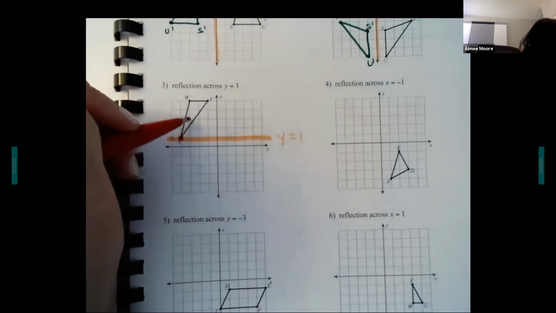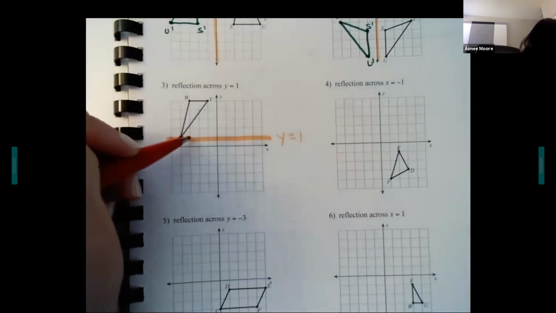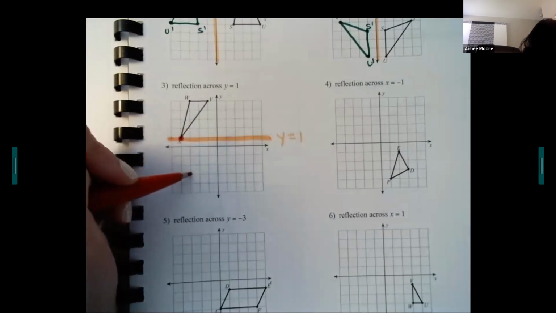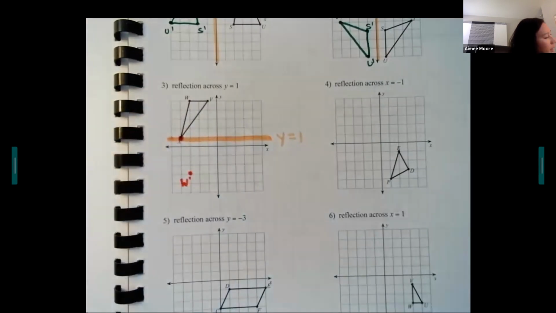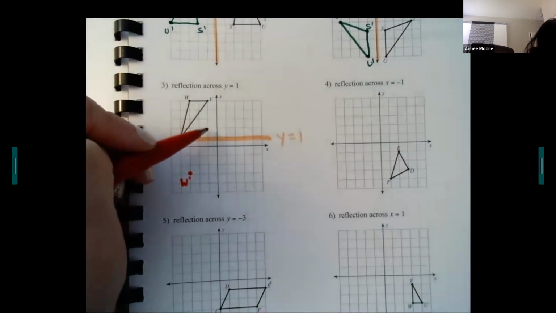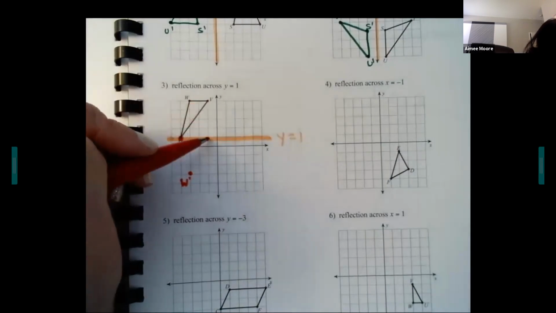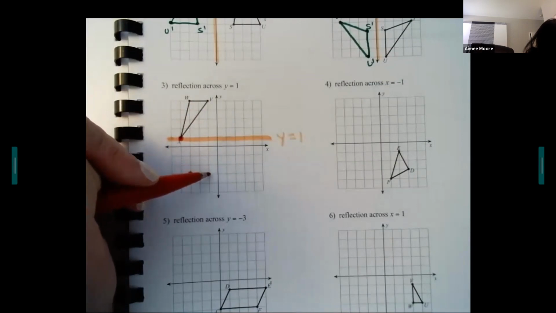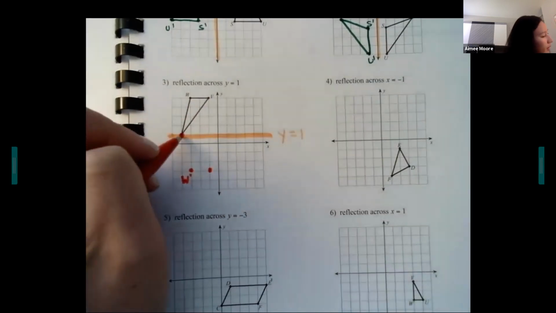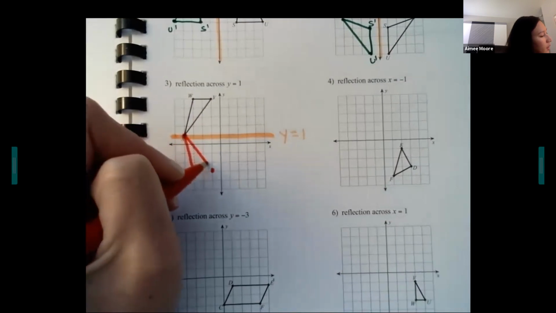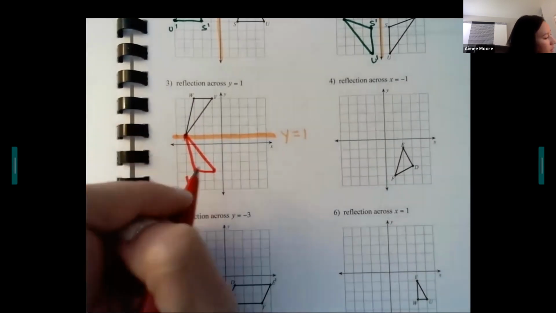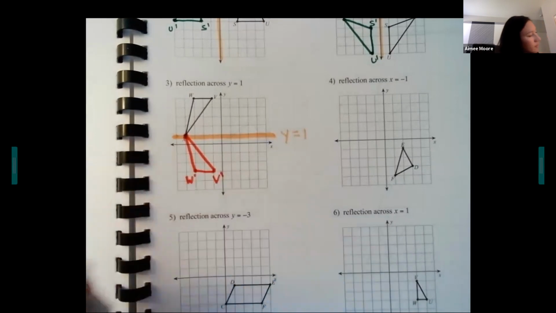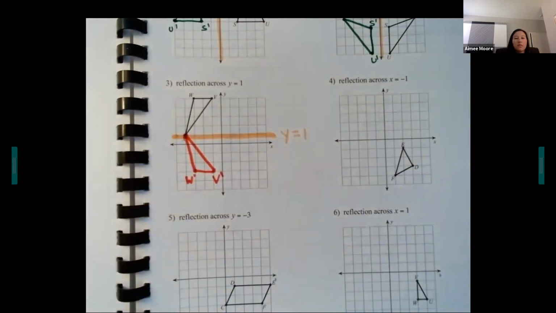W is 1, 2, 3, 4. So we'll go 1, 2, 3, 4, and there's W prime. And then V is 1, 2, 3, 4 from here, so we'll go 1, 2, 3, 4. There. Connect our points. Okay, why don't you try number 4 on your own, and then let me know if you have any questions.